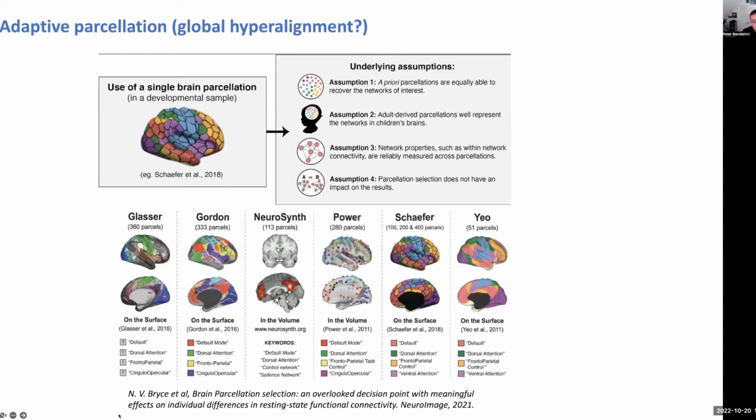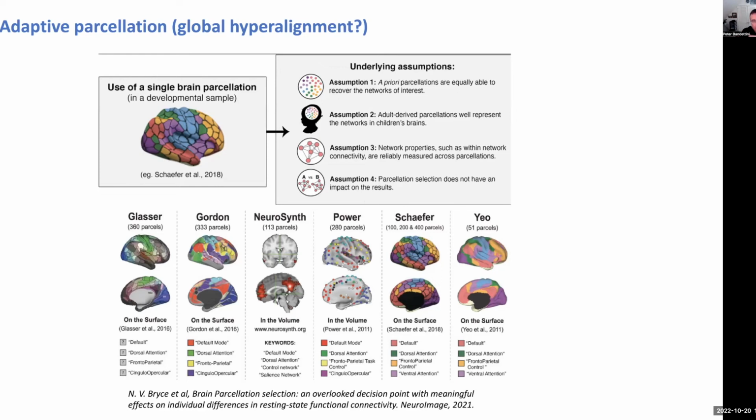With brain parcellation, one study said there are all these assumptions: that the way you parcellate the brain is the same from children to adults, which is probably not the case; that the network properties are the same; and that the parcellation selection doesn't really have an impact on results. I think all of these things are probably not true. If we parcellate the brain, we think we get a handle on it, but in fact we're potentially introducing more variance by how we parcellate.